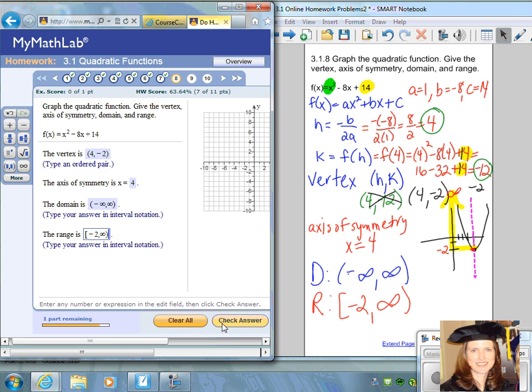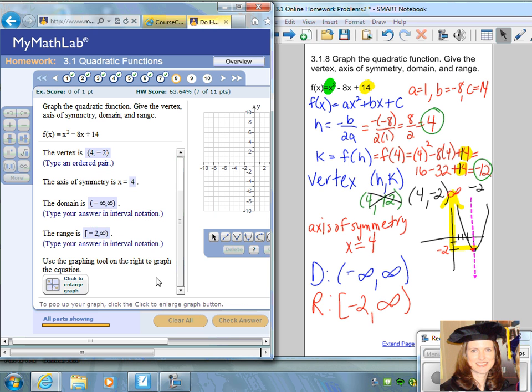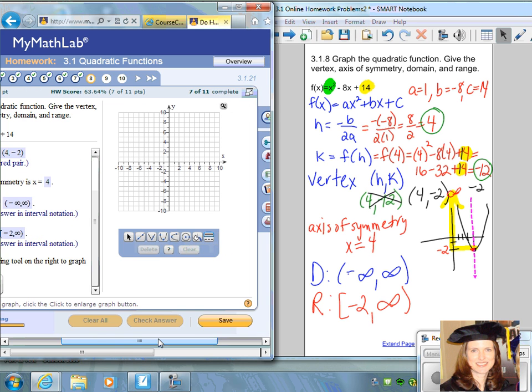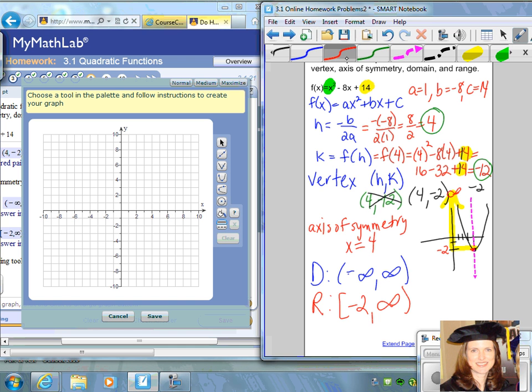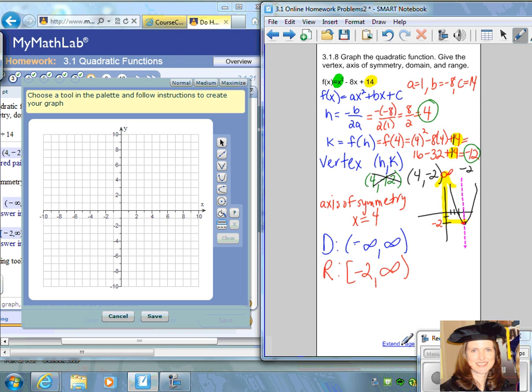And check your answer. And then we want to sketch the graph. I made a really rough sketch here using the vertex and knowing that it opens up. But to graph it using the graphing tool, you do need the vertex and you need one other point. So you can find another point, and I usually try to pick one that's close to the vertex.